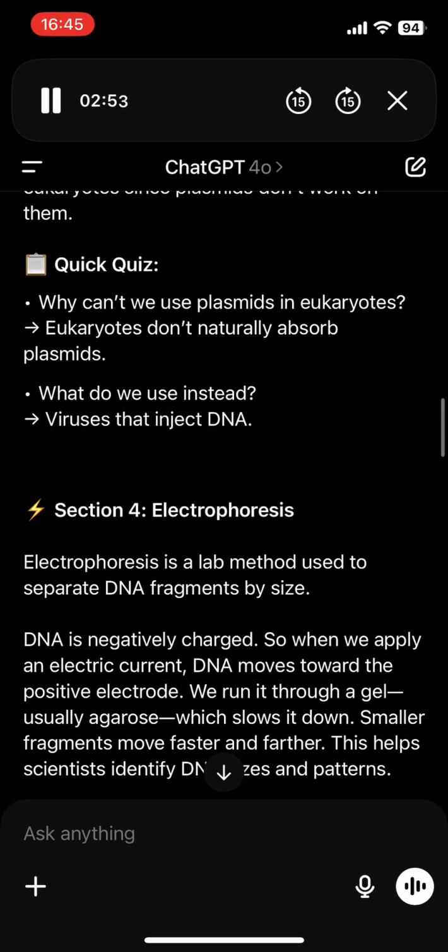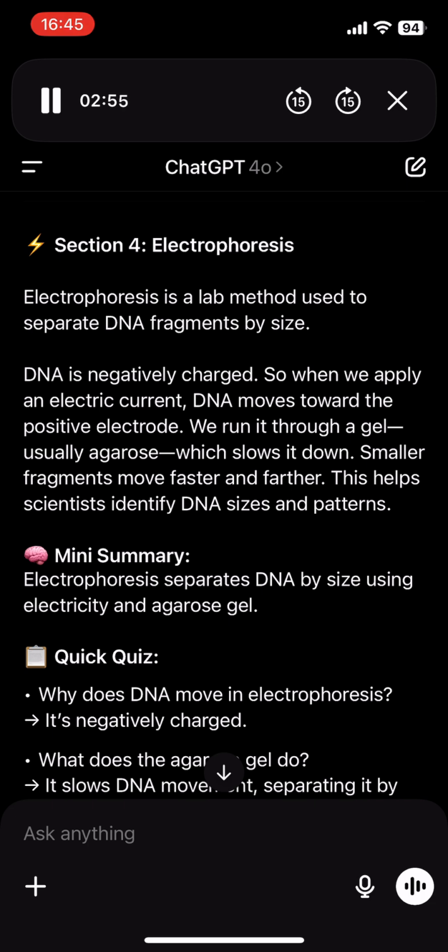Section 4: electrophoresis. Electrophoresis is a lab method used to separate DNA fragments by size. DNA is negatively charged, so when we apply an electric current, DNA moves toward the positive electrode. We run it through a gel, usually agarose, which slows it down. Smaller fragments move faster and farther. This helps scientists identify DNA sizes and patterns.